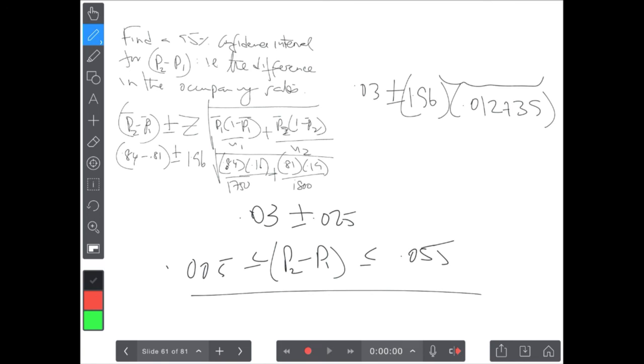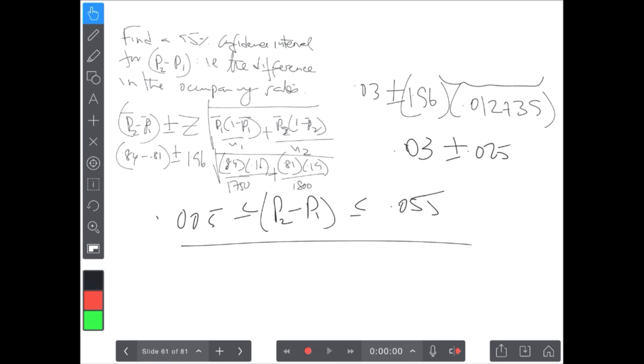All of them, they're all positive. And so in that regard, we have evidence that P2 is greater than P1, which means that there has been an increase in the rate. So just think about this for a moment. How do we interpret this difference? Any value in that interval turns out to be positive. And the only way you could get a positive difference is for P2 to be greater than P1.